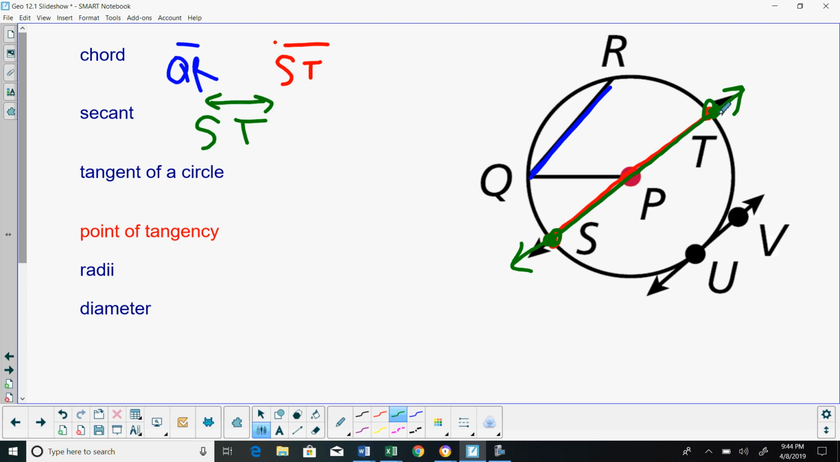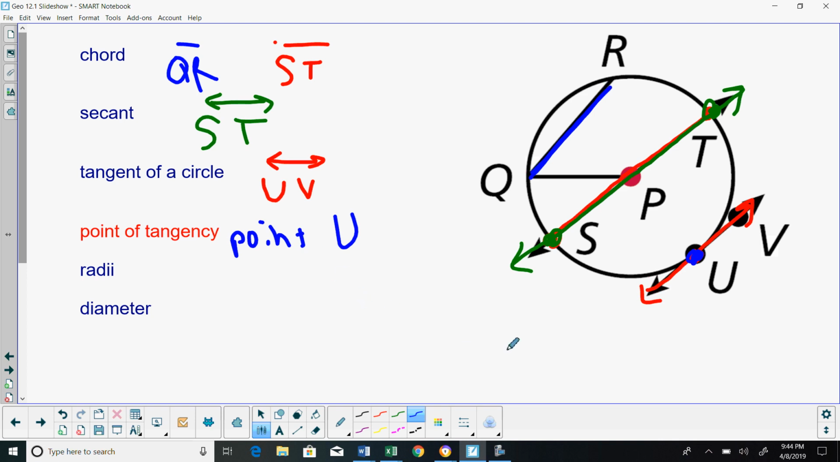All right, how about a tangent of the circle? Well, for that one, I would name this line down here because it's only touching the circle at one point, namely point U, but I'm going to name that tangent of the circle line UV. All right, how about the point of tangency? We just talked about that. That point of tangency is going to be this point U right here. So I'll say point U is that point of tangency.